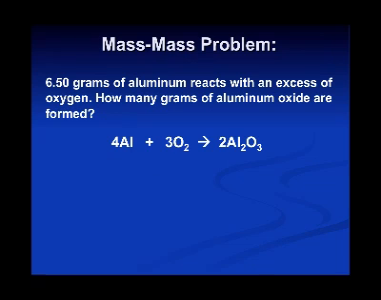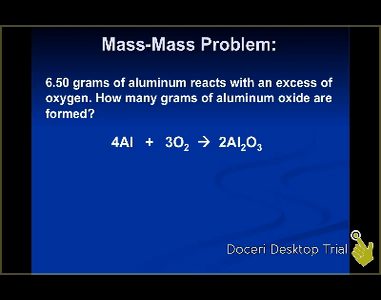Okay, so this one's a little bit more difficult. This time, we're not starting with moles. We are starting with grams. So this problem is the same basic problem, except we're not starting in moles. It says we have 6.5 grams of aluminum, and it reacts with an excess amount of oxygen. How many grams of aluminum oxide are formed? So it's wanting to know how many grams of this are we going to have.